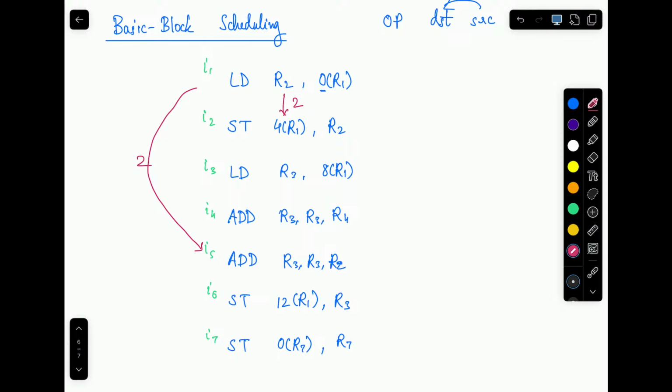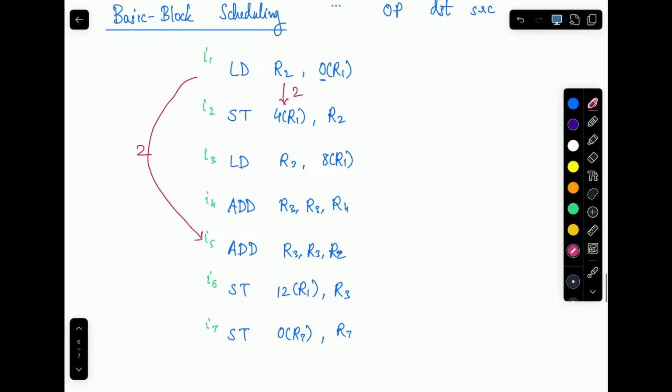2. All right. And then similarly, do we have any dependence from I3 to somewhere? I3 has the next load instruction. Yeah, I3 to I4. I4 requires R3. So I3 to I4, I should insert a delay of 2 cycles.